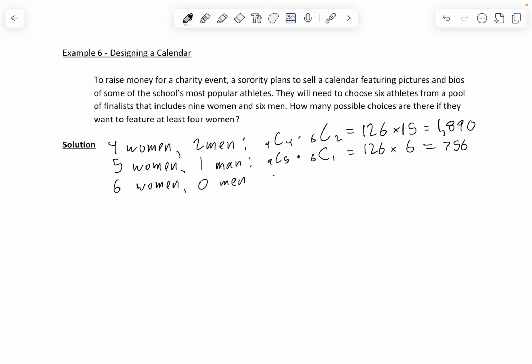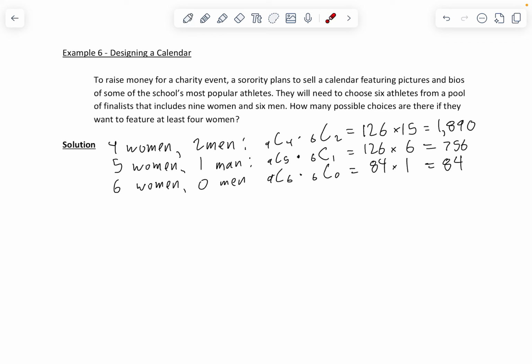Okay. And then lastly, we have, how many ways can you choose 6 women from a group of 9 women? So that's 9C6, multiplied by the number of ways of choosing 0 men from a group of 6 men. How many ways can you choose 0 men from a group of 6 men, basically, right? This works out to be 84 times 1. Essentially, there's only one way that you can choose 0 men, right? So this works out to be 84, okay?